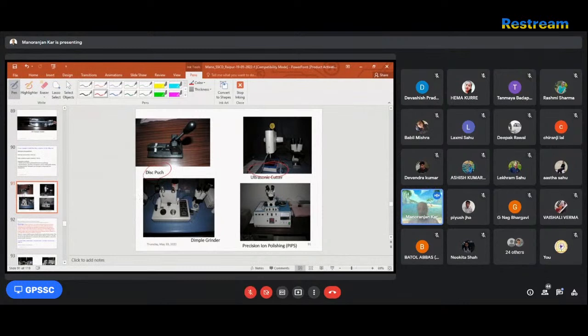Then you have to do the dimpling, so that you get a sample shape like this. You make it less than 0.5 mm. Then you go for PIPS ion milling. So finally your sample will be like this: there will be a hole, and around it the thickness will increase.